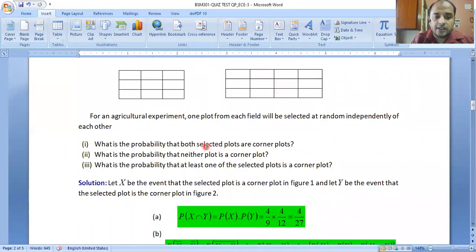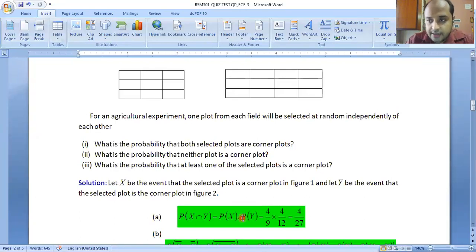Okay, so if I denote the event capital X as selection of the plot from figure 1 and capital Y is the selection of plot from figure 2, then question number 1 asks for the simultaneous occurrence of the event capital X and capital Y. And capital X and capital Y not only represent the selection of the plots, but they represent selection of the corner plots. Now probability of X intersection Y will be probability of X into probability of Y because your selections of the plots from these two agricultural fields are independent of one another, and therefore this product sign.